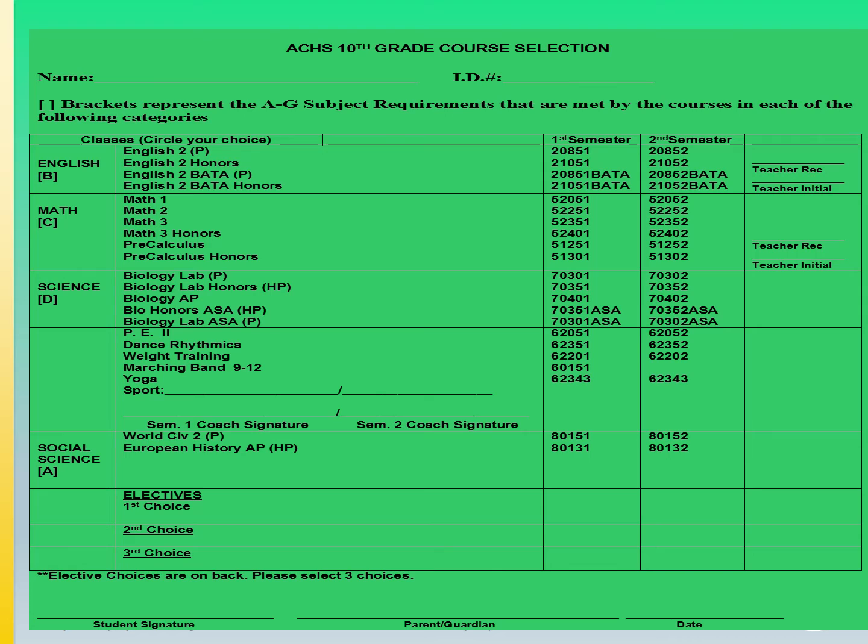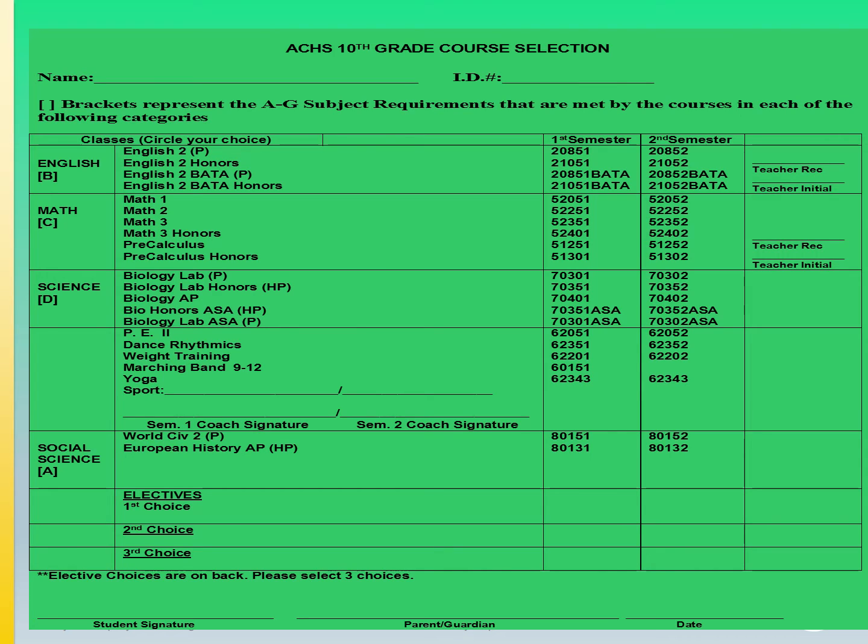The next category is PE, and the options are PE2, dance, weight training, marching band, yoga, or if you are participating in a sport, you will need to get your coach's signature. For social science, the 2 options are World Civ 2 College Prep or AP European History.